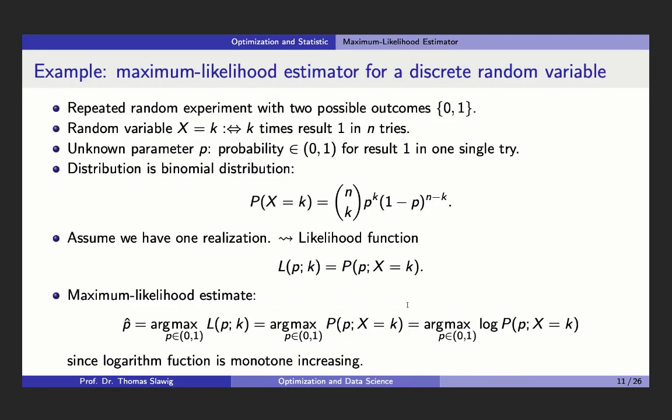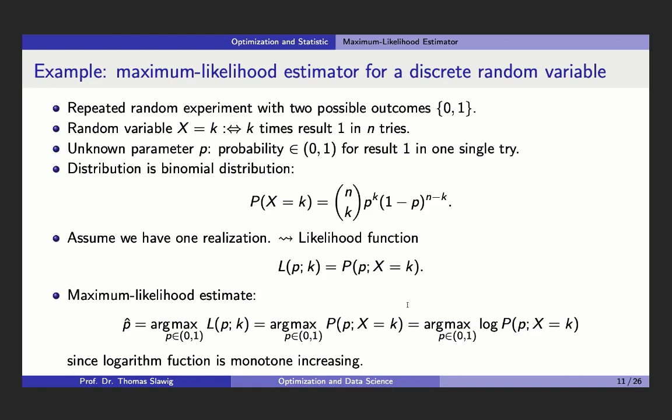And I want to give two examples. The first example is a discrete random variable, the binomial distribution that we had in the last lecture, which is an example for a repeated random experiment where we have two possible outcomes. It might be a coin toss, but it might also be another thing where the probability of every try is not just 1/2.